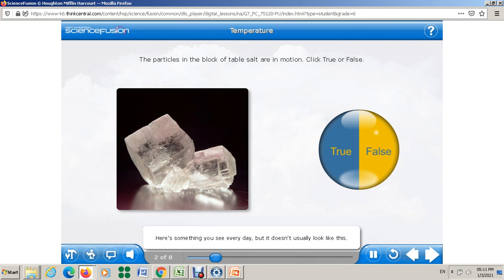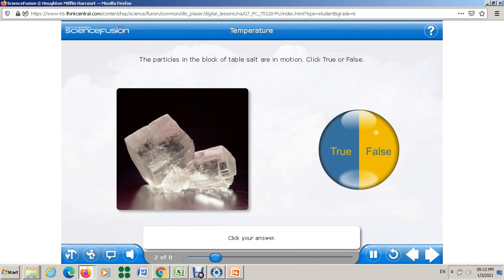Here's something you see every day, but it doesn't usually look like this. Table salt is a solid, and you're looking at a large chunk of it. Remember that all matter is made of tiny particles called atoms and molecules. True or false? Particles in matter, even in solids, are always moving.